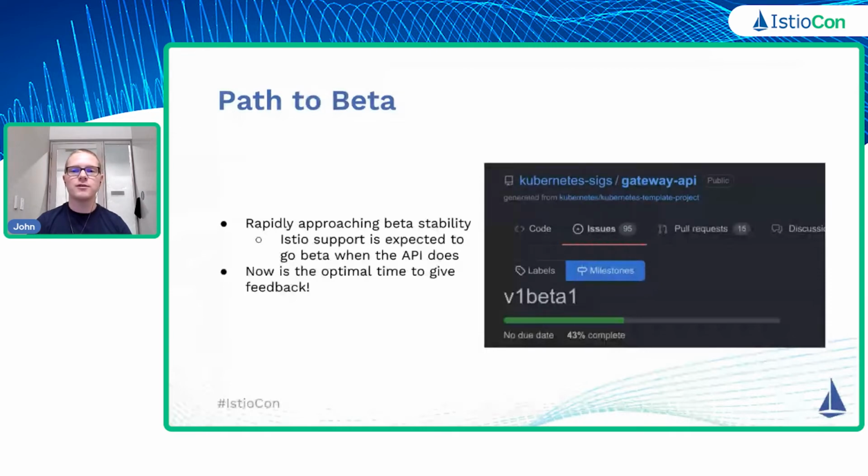So if you have a chance, if you're an Istio user, check out the API. I have a link at the end of the slides, which is a link to the Istio docs on how to use them with Istio. You could also try them out with another implementation, or both, and compare them. Anything is valuable.